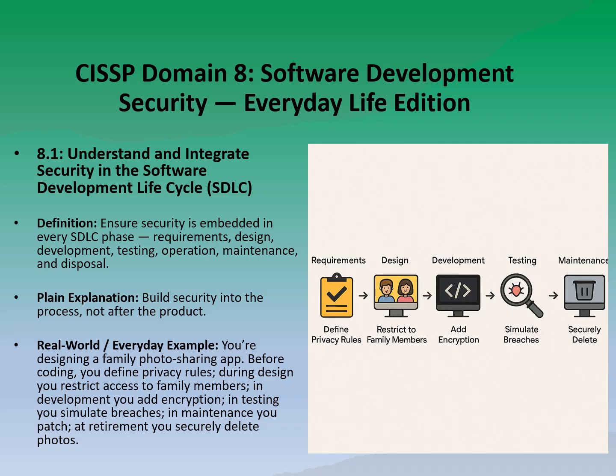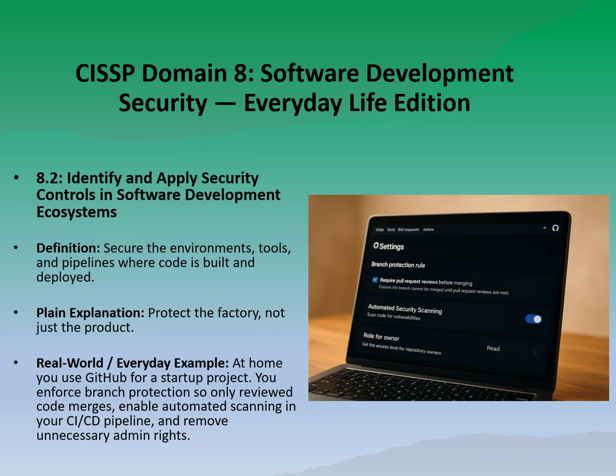That same principle applies in every enterprise software project. Your GitHub repo is your digital workshop. You wouldn't let anyone push untested code straight to production. So you enable branch protection, require peer reviews, and let automated scanners hunt vulnerabilities. You even reduce your own admin rights because mistakes happen fastest at full privilege. Securing the pipeline is securing the process of creation itself.